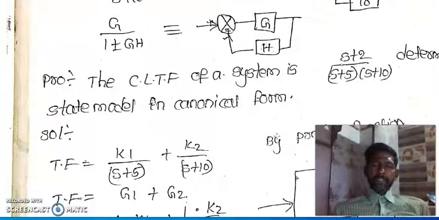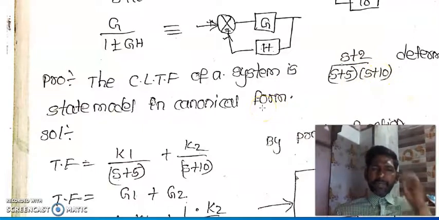The next problem: the closed loop transfer function of the system is S plus 2 divided by S plus 5 into S plus 10. Determine the state model in canonical form. In canonical form means the transfer function is given in the problem, and then with the help of block diagrams, we need to find the state model.